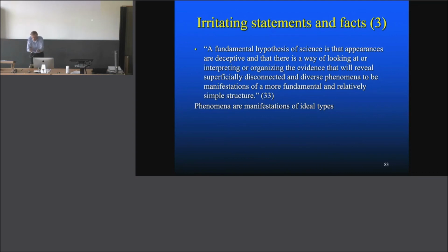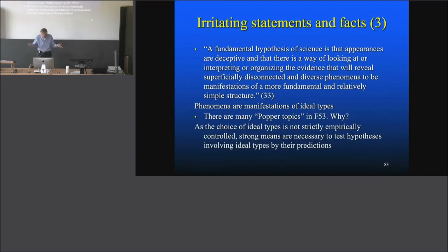So you've got to find what's underneath the mess. What are the relevant causal factors? This is what he says, and I think he's right, even for people who are not connected in any way to Weber. There are many proper topics in F53, yes, as the choice of ideal types is not strictly empirically controlled. Strong means are necessary to test hypotheses involving ideal types by their predictions.